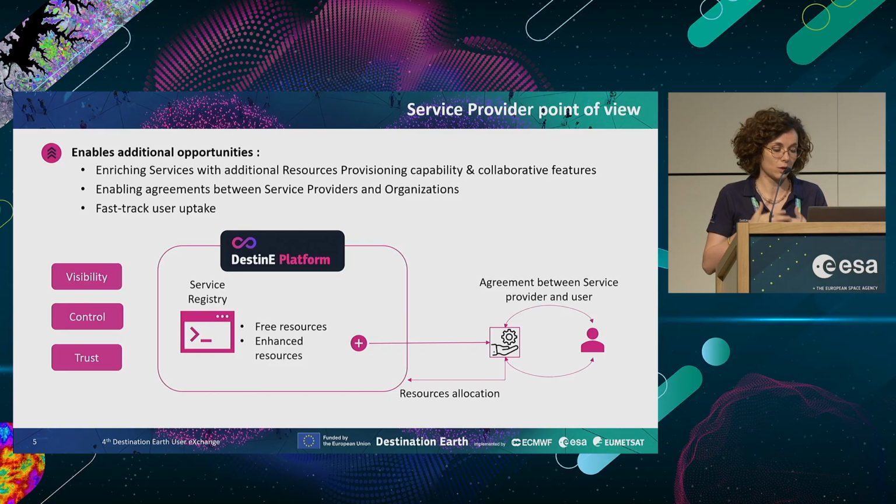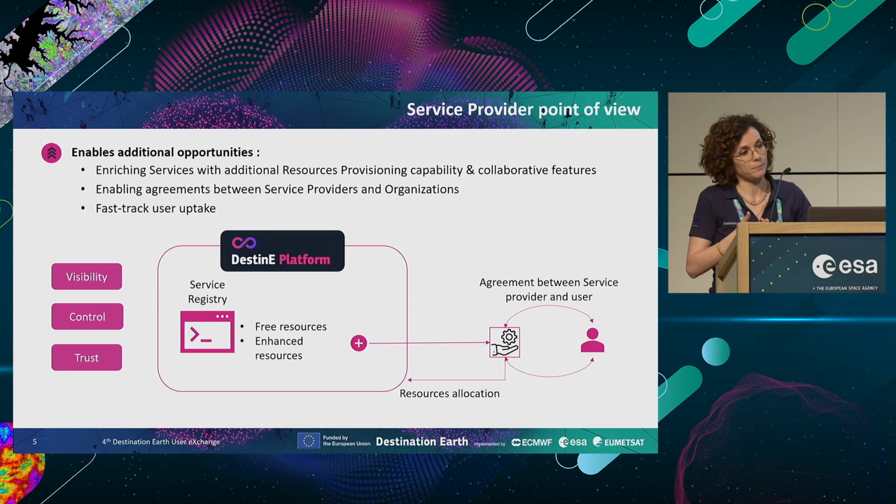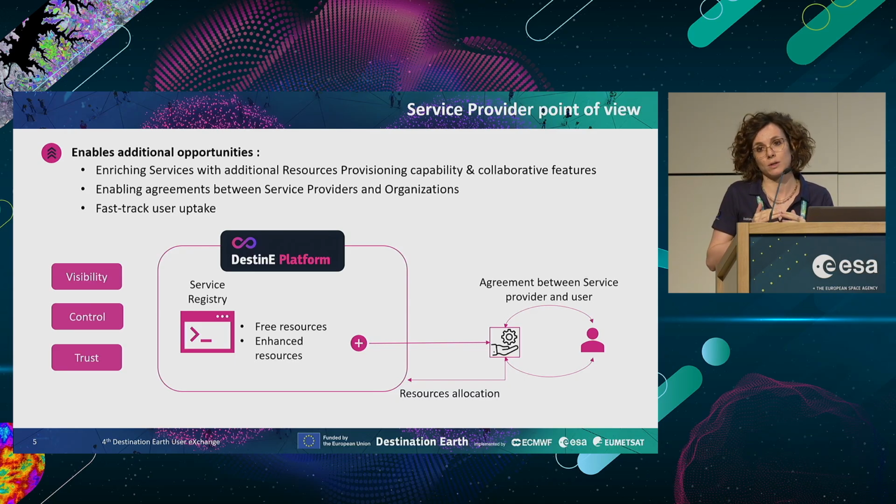Control, because of course the service providers remain in control of their offer, and can decide who can access what and under which conditions. And finally, trust. This is really key. As we are about to see in the next slide, we make sure that all the transactions related to service consumption are logged and can also be audited in case of need.